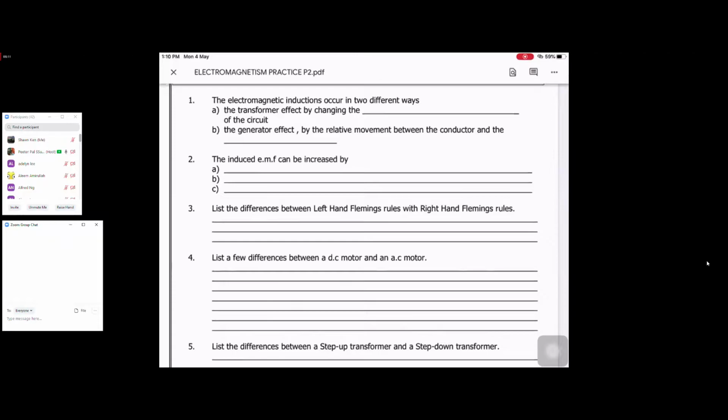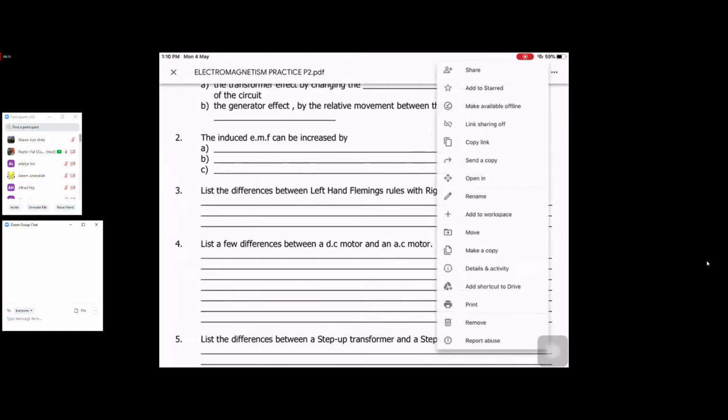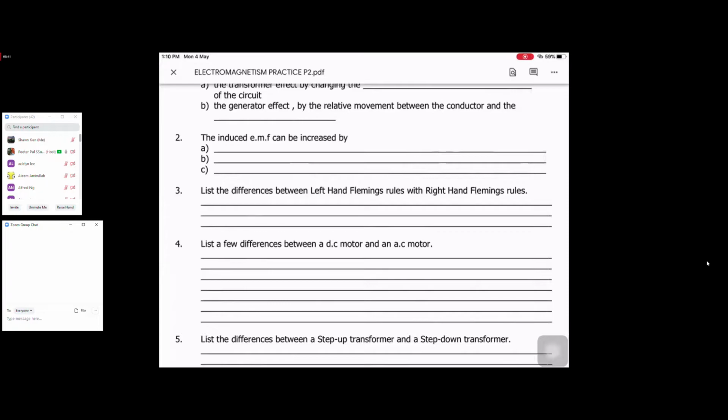And then B, the generator effect by relative movement between the conductor and the permanent magnetic field. Okay. Next, the induced EMF, number 2 now.